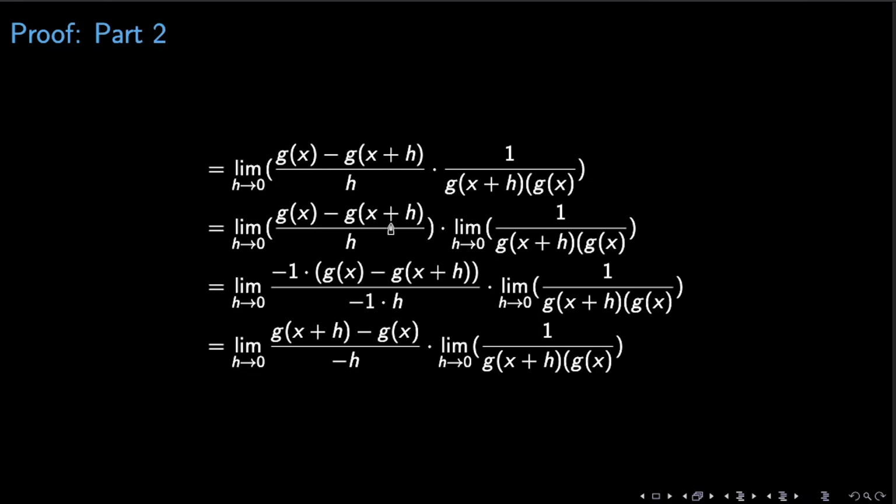Okay, so we can see that we have g of x plus h and g of x here. So how do we manipulate this to become g of x plus h minus g of x?